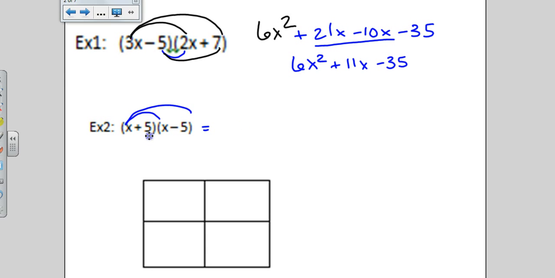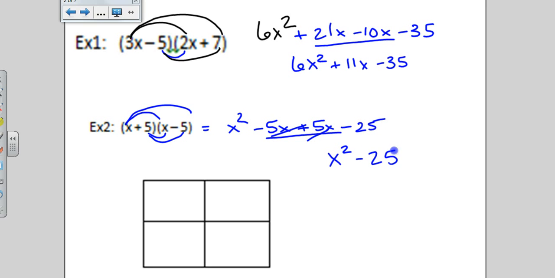So x times x, and x times negative 5. And then same thing with the 5. So x times x is x squared. x times negative 5 is minus 5x. 5 times x is positive 5x. And then 5 times negative 5 is minus 25. So if you look in the middle here, the plus 5x and the minus 5x actually end up canceling each other out. So you're left with a very nice x squared minus 25.